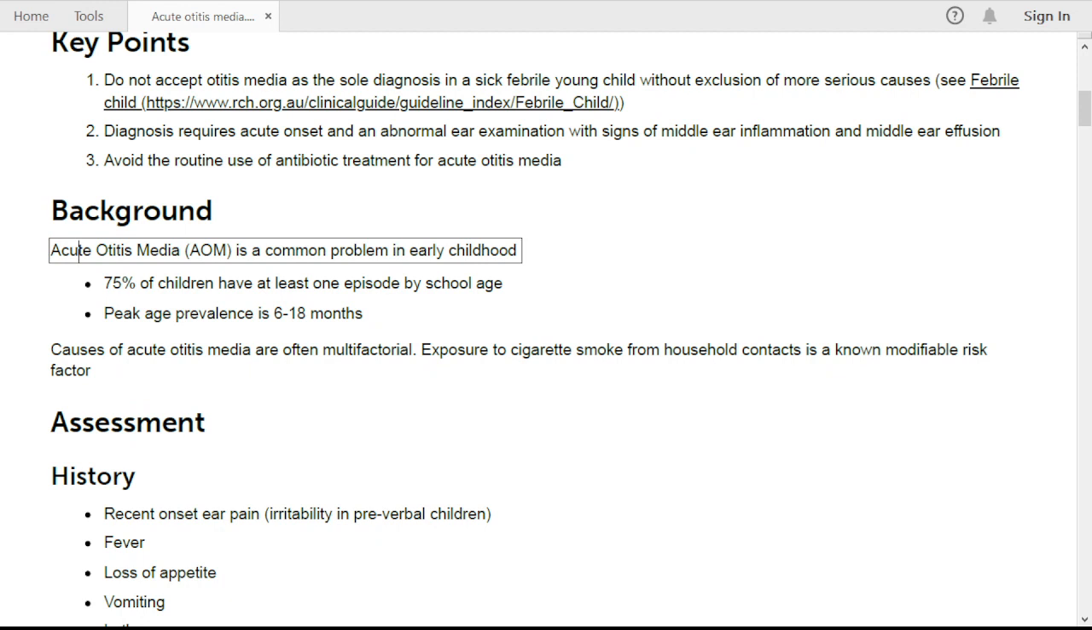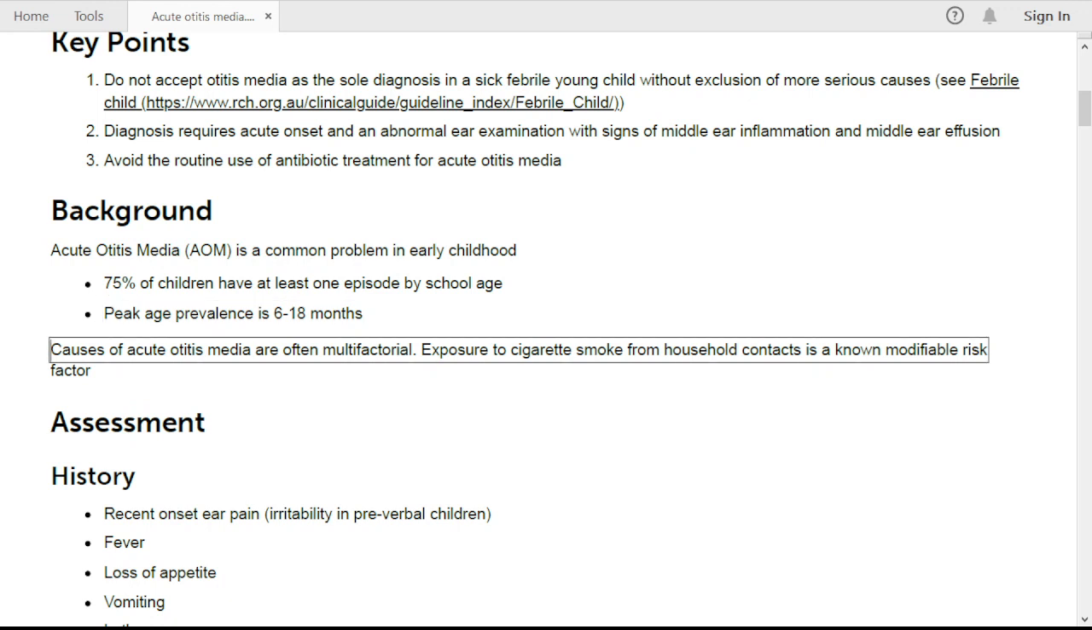Background: acute otitis media, AOM, is a common problem in early childhood. 75% of children have at least one episode by school age. Peak age prevalence is 6 to 18 months. Causes of acute otitis media are often multifactorial. Exposure to cigarette smoke from household contacts is a known modifying factor.